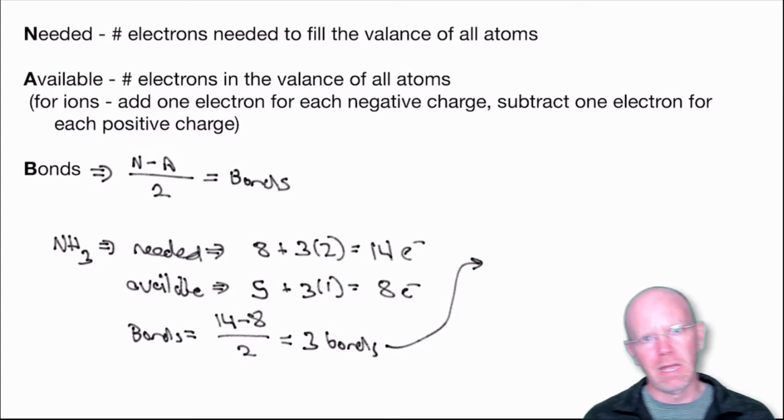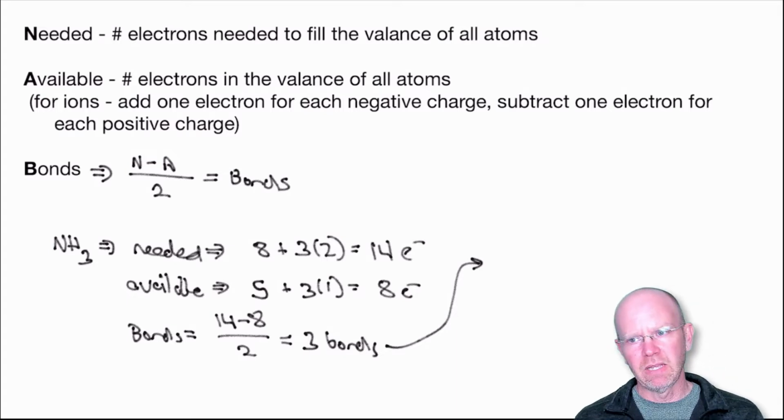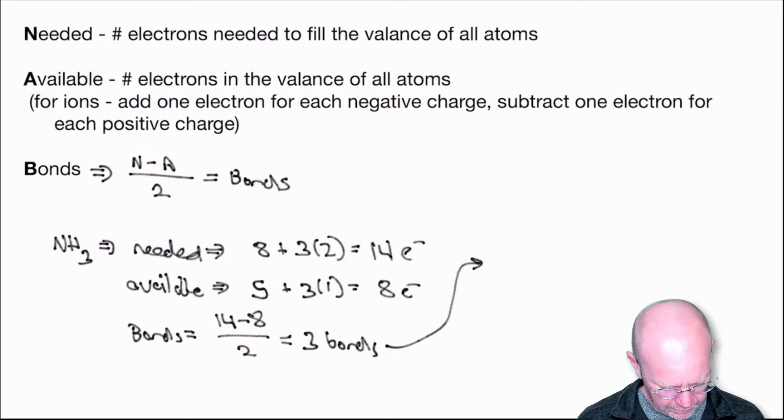Now let's figure out how many electrons we have available, so we're working on the A part of the NAB method.